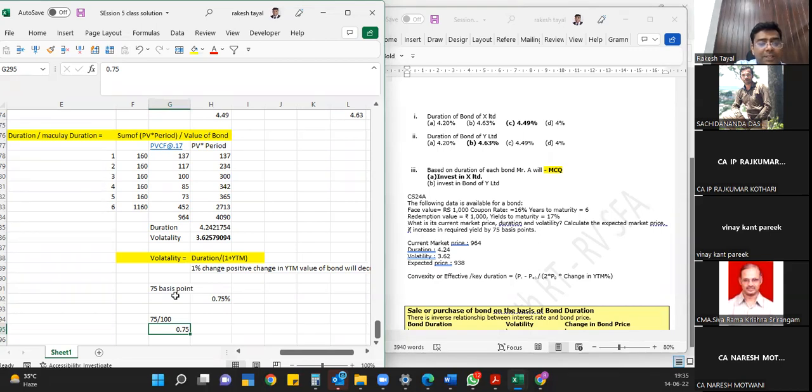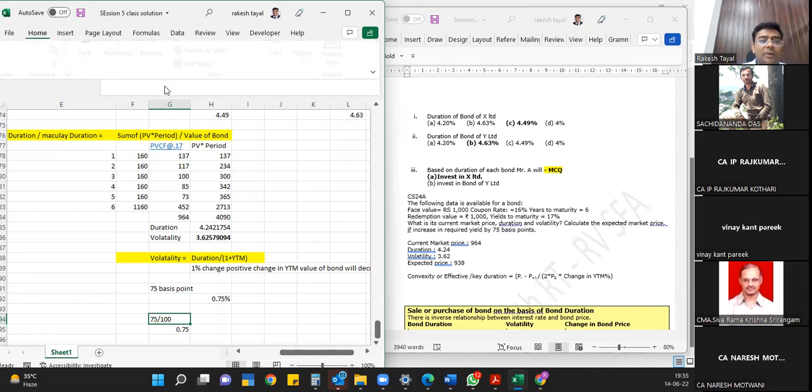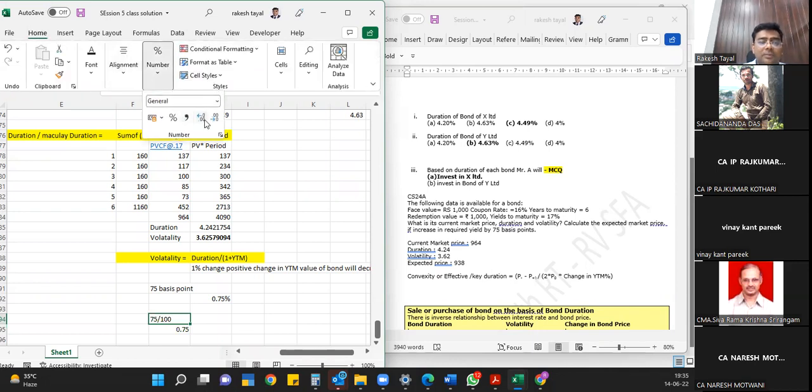So 100 basis point is equal to 1%, and 1% is 0.01. This we have discussed in the first class. So we normally make this mistake in the exam.